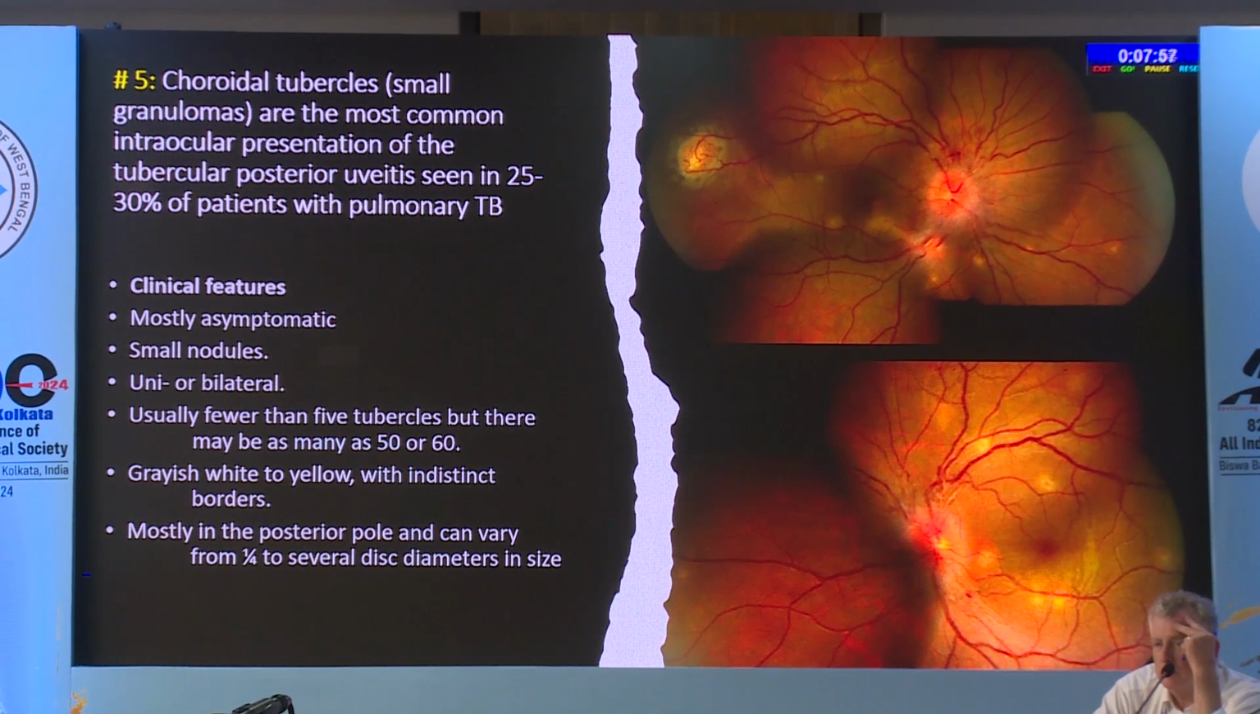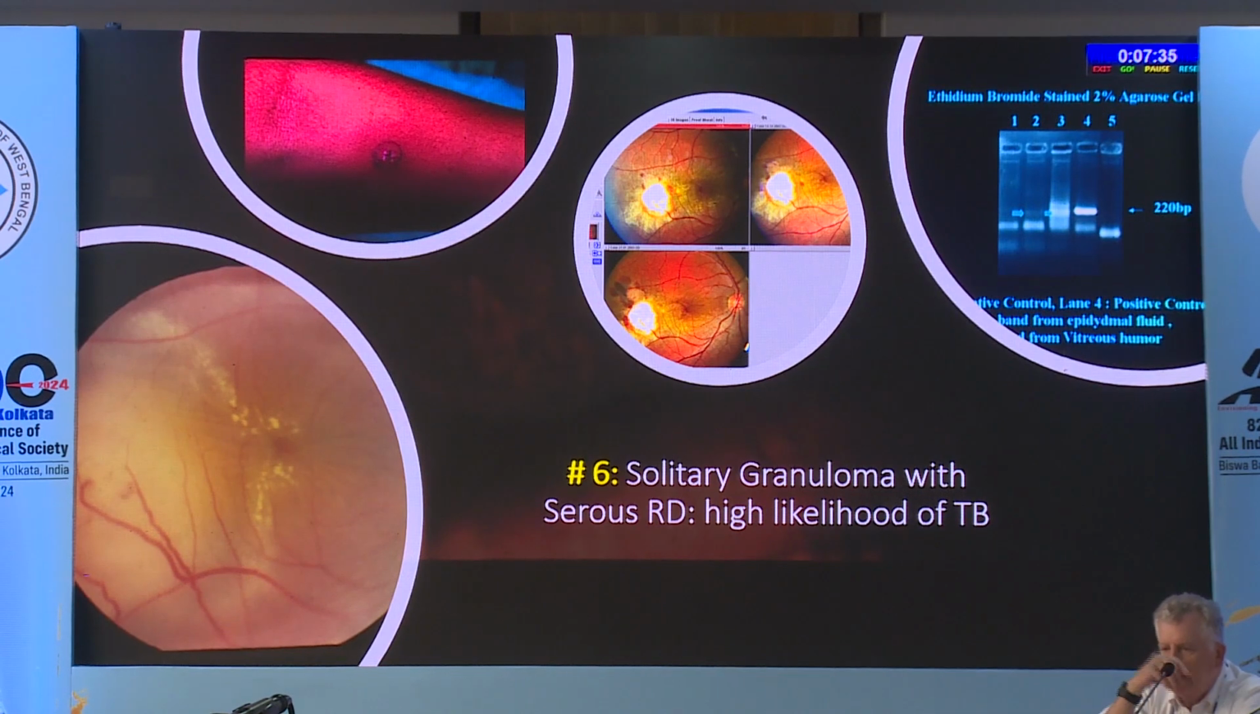Sarcoid choroidal tubercles, small, are the most common intraocular presentation in TB uveitis, seen mostly in patients with pulmonary TB. This has been reported in a couple of papers, describing small nodules which can be unilateral or bilateral, fewer in number but can be quite numerous as well, grayish white to yellow with indistinct borders, and mostly in the posterior pole.